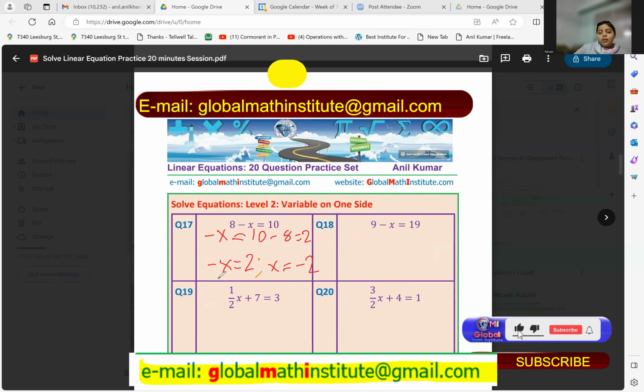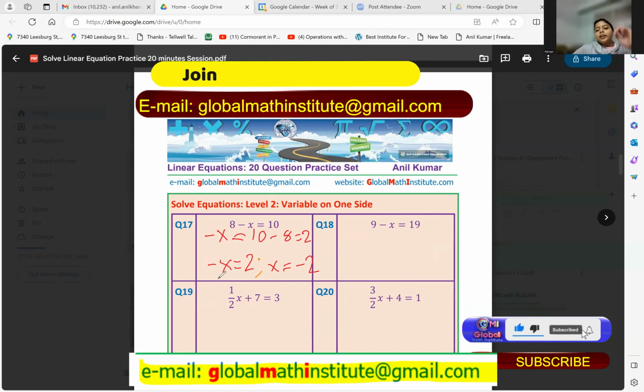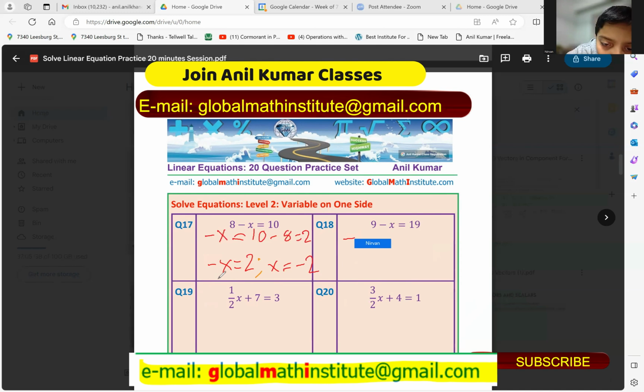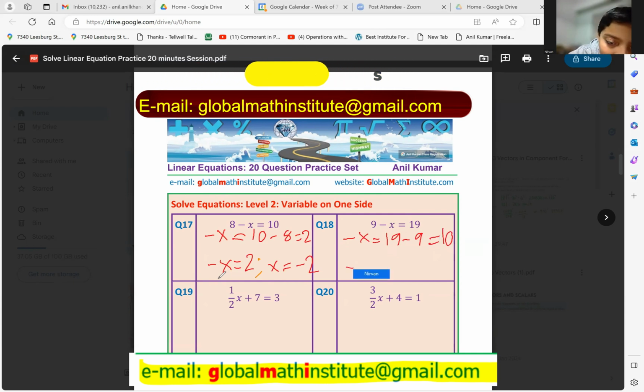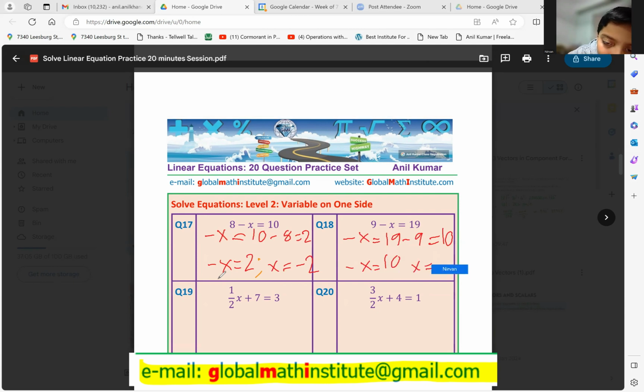Next question, question 18. You see, the same way you can't do anything. It has to be a minus number again. Minus x, we'll do it by steps. 19 minus 9, which is 10. Minus x equals 10. You want to get x, so x equals minus 10. Correct.